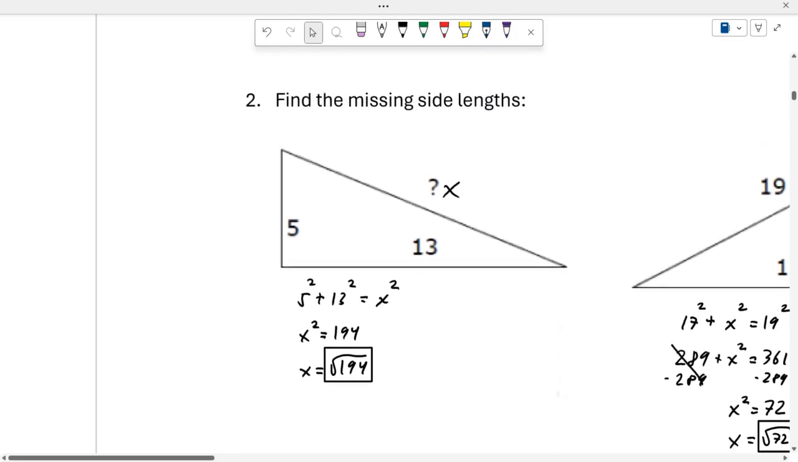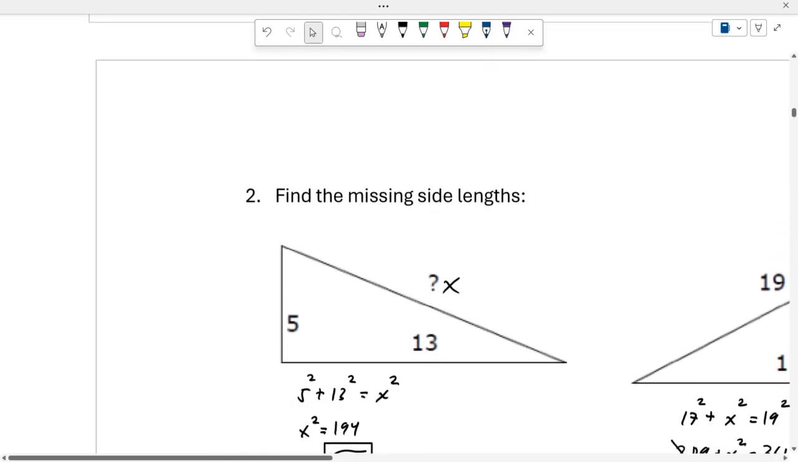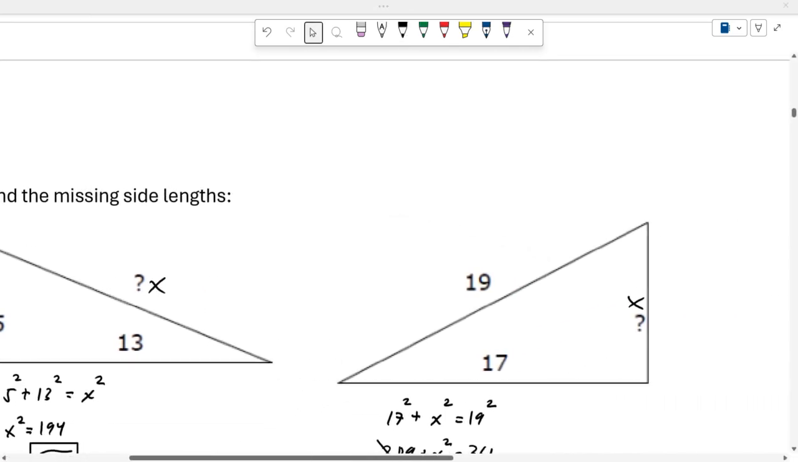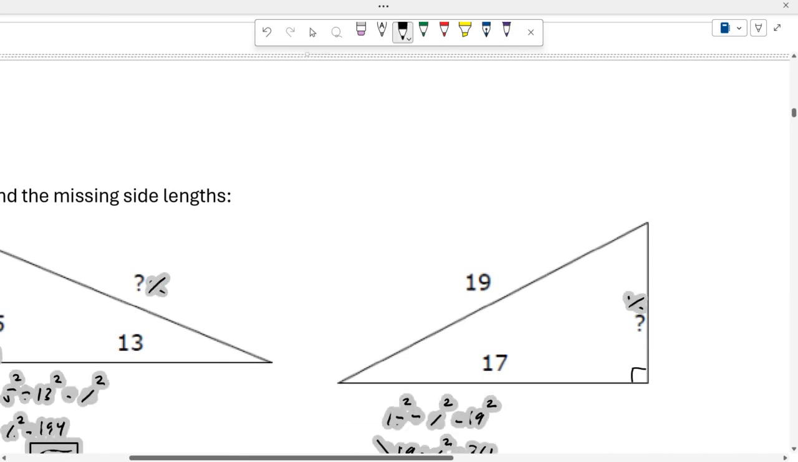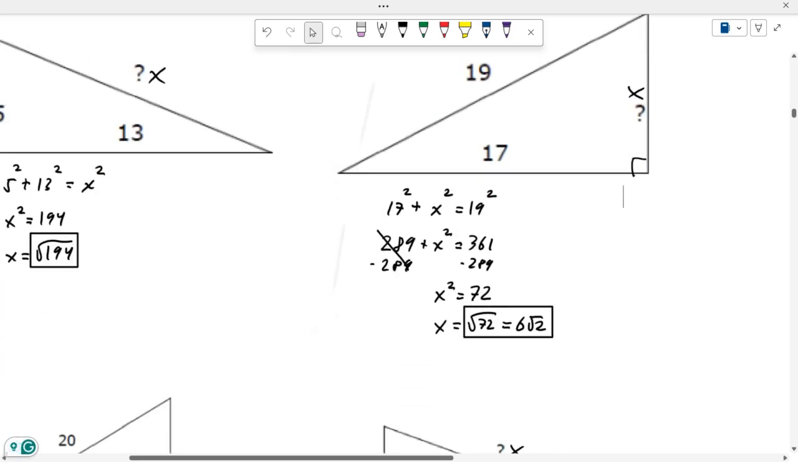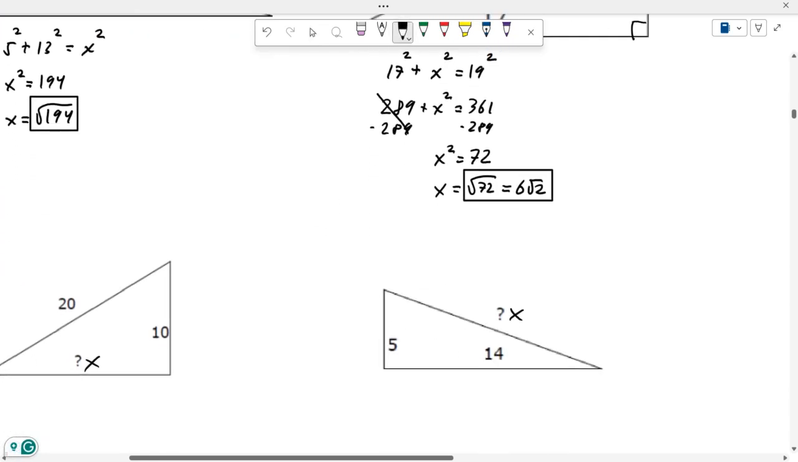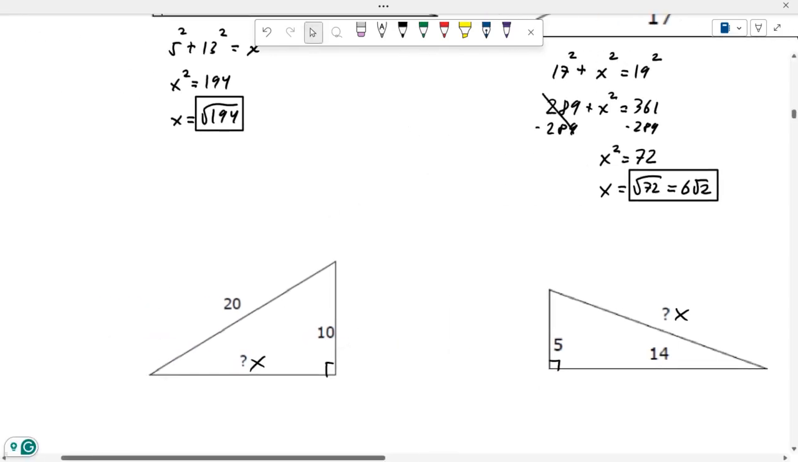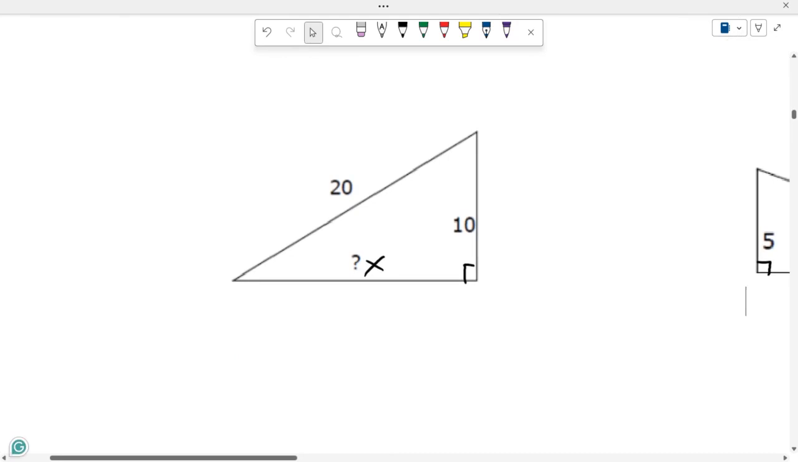Also, even though none of these have the little box in the corner, we're also not told that they're right triangles. Well, I guess we should just assume that these are all right triangles. So we don't normally do this, but for this lesson, we are just going to assume that triangles that look like right triangles are in fact right triangles. All right.